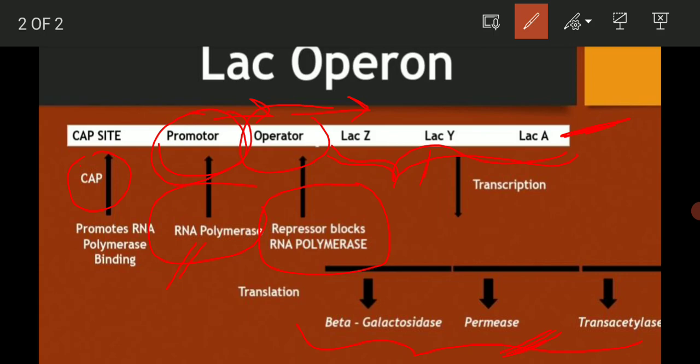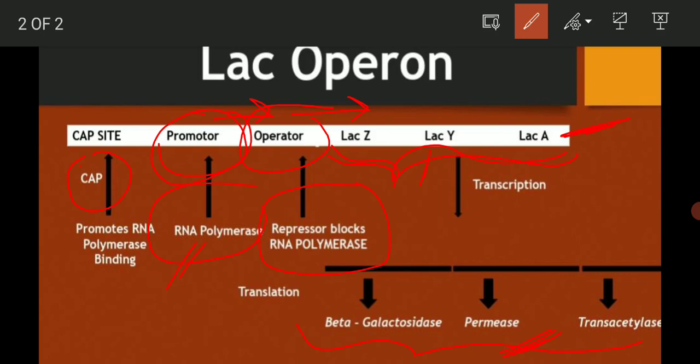CAP, which is a catabolite activator protein, and the Lac repressor are responsible for turning the Lac Operon on or off in response to different glucose and lactose levels. For example, if we place E. coli cells in a culture containing glucose only, two conditions arise. If glucose is present as the only carbon source and no lactose is there to bind with the repressor, the Lac Operon remains off, which means there is no transcription.